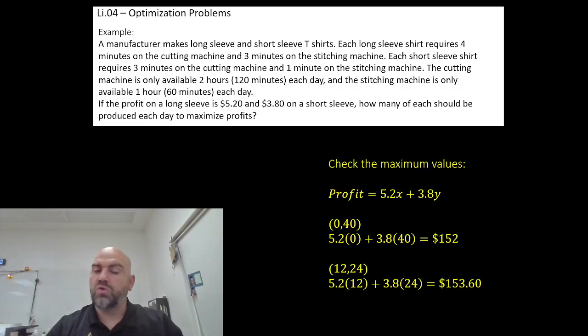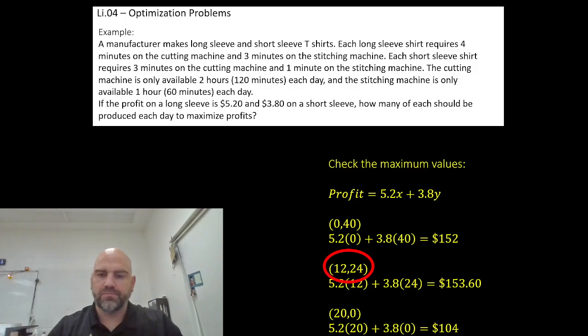If we put 12, 24 in, we're going to get a profit of $153.60. Okay, so it's a little bit more. So we can now kind of get rid of that 0, 40, so to speak, and we know that 12, 24 is in fact more than that. Now, our last one, 20, 0, so 20 long sleeve and 0 short sleeve, is only going to give us a profit of $104, which is way less than either of the others. So in other words, our maximum is going to be this one right here. All right, so that's going to be our maximum.